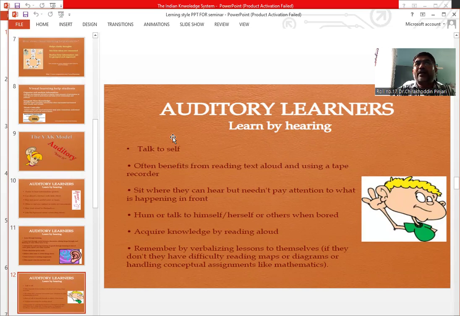They sit where they can hear but needn't pay attention to what is happening in front. They hum or talk to themselves or others when bored. They acquire knowledge by reading aloud and remember by verbalizing lessons to themselves. If they don't, they have difficulty reading maps or diagrams or handling conceptual assignments like mathematics.